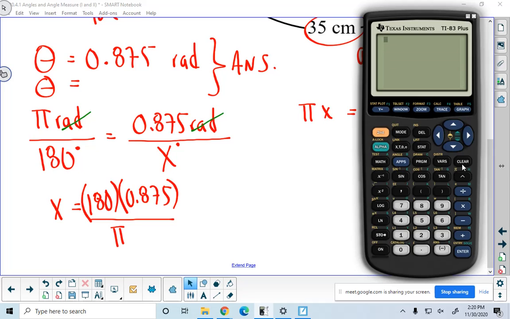So I'm going to put 0.875 down, but now I need to tell the calculator that it's radians, because right now a way to think of it is my calculator is in degree mode. I've entered 0.875 degrees, so I hit enter, it's 0.875 degrees. So I need to slap a radian label on this number.